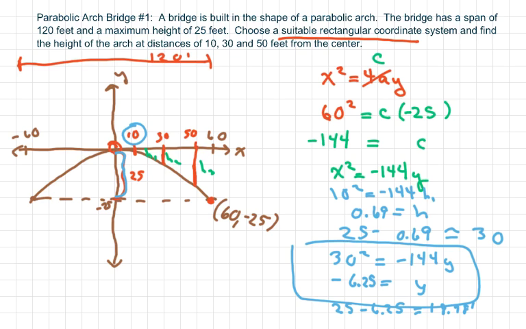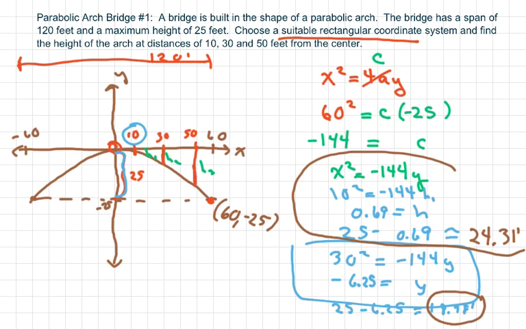Okay, so my height 1, this is wrong here, I wrote the wrong thing down. So 25 minus 0.69 is 24.31 feet. So that's your height 1. Your height 2 is 18.78 feet. This is height 2. And for your last one, we want to do 50.